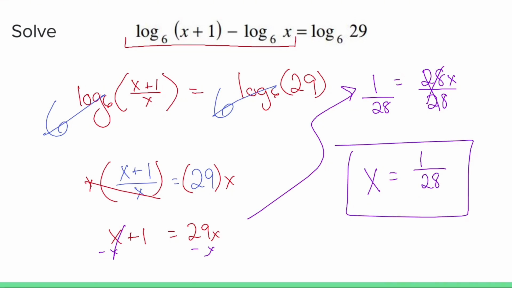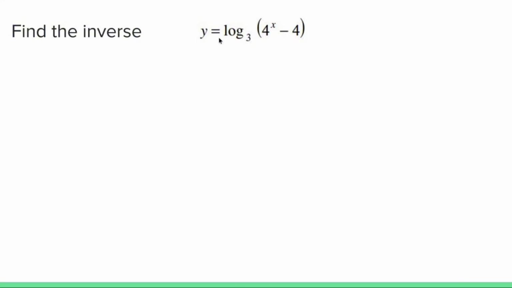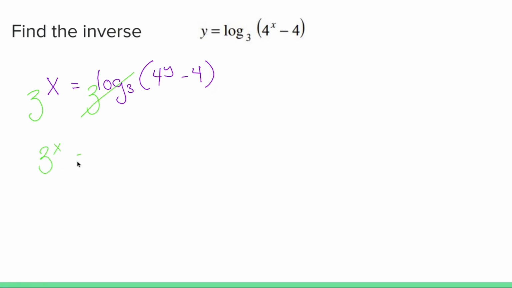Tricky, but fun. Find the inverse of y equals log base 3 of 4 to the x minus 4. Whenever finding the inverse, the first step is to swap the x and the y. So we'll do x equals log base 3 of 4 to the y minus 4. Now we have to find a way to get that y out of the log. So the first thing we're going to do is get rid of the log by pretending both sides are exponents and making 3 the base. That allows us to cross out the 3 and the log. So 3 to the x is now on the left, and that's going to equal, drop down the 4 to the y minus 4.